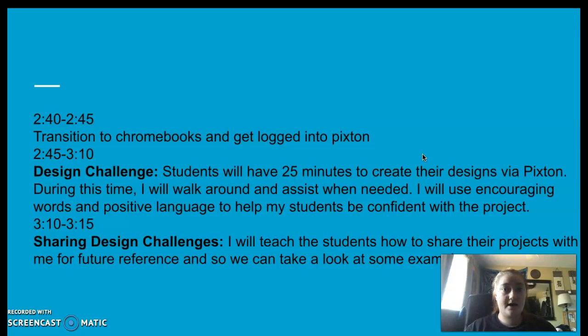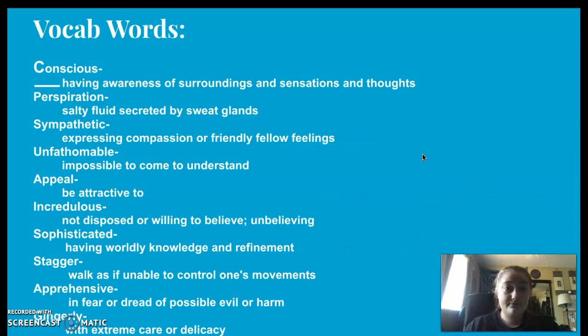During this time, I'll walk around and see how everyone's doing, make sure that students are confident with the words and the definitions that they're using. And then I'm going to have them share the design challenges with me. It's very easy to share the design challenges. You just have to click share. They all have an account.